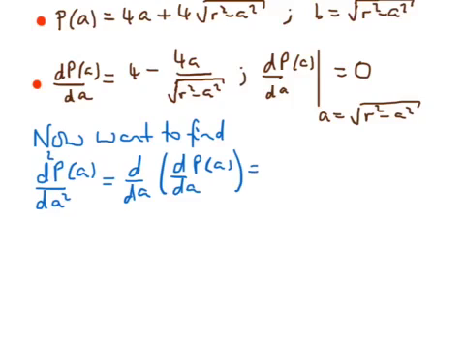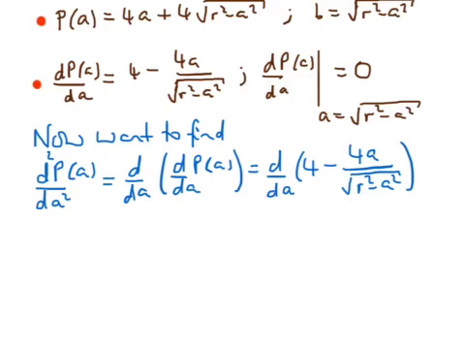So in other words, we need to calculate the derivative of 4 minus 4a over the square root of r squared minus a squared. Now, differentiating the first term is easy. It's a constant. We'll get 0. And to differentiate the second term, I'm going to think of this as a multiplied by r squared minus a squared to the power of minus a half. In other words, I'm going to use the product rule together with the chain rule for powers.